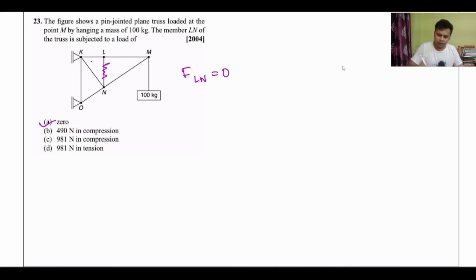So you can see if you concentrate on joint N, again there are three members meeting at joint N, 1, 2, and 3, and two of them are collinear, 1 and 2 are collinear. So what will be the force in the third member? The force in member Kn is equal to 0. Again, this is a very simple question. So answer here, the force in member Ln is equal to 0. Let us move on to the next question.